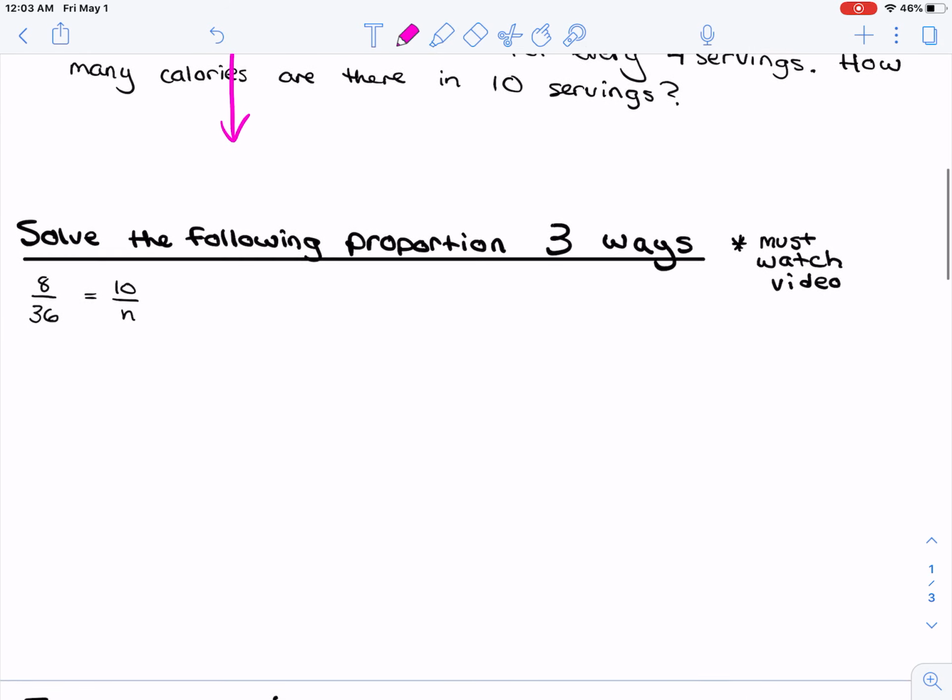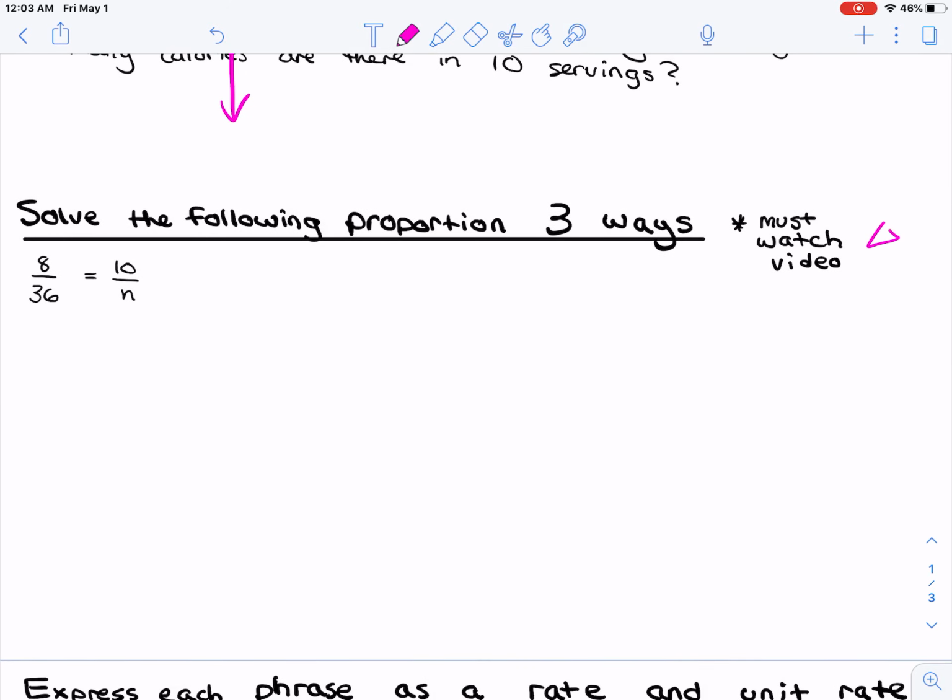So for this next one, this is really the only new type of thing. You've actually learned it, but I'm going to go ahead and do all 3 ways here for us. We learned all 3 of these throughout the year rather than during our proportion unit.